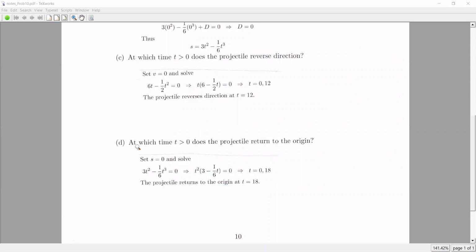Part D. At which time does the projectile return to the origin? This time I set position to 0. From part B, position is this function. So I set this function to 0 and solve this equation for t. The solution is 0 or 18. I pick 18. The projectile returns to the origin at time is 18. The unit is seconds.